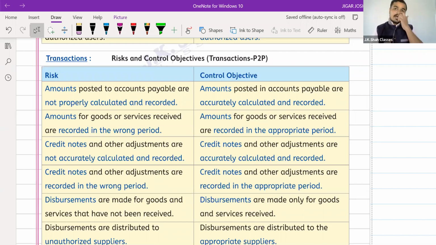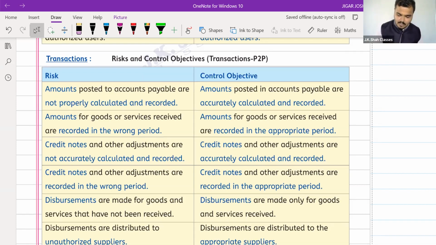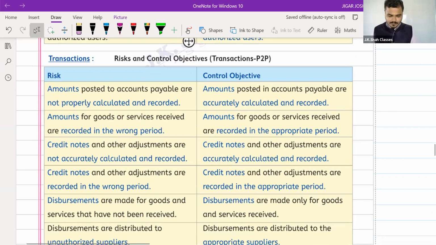Today, after finishing the transaction, we are going to start a very important topic, that is flowchart. So I expect everyone's 100% attention on the transaction also. In the last, I will give you the common points to be remembered in the transaction head, just like masters, and then we will continue our journey to the flowchart. So let us figure out a very interesting concept called risk and control related to the P2P process, that is procure to pay.